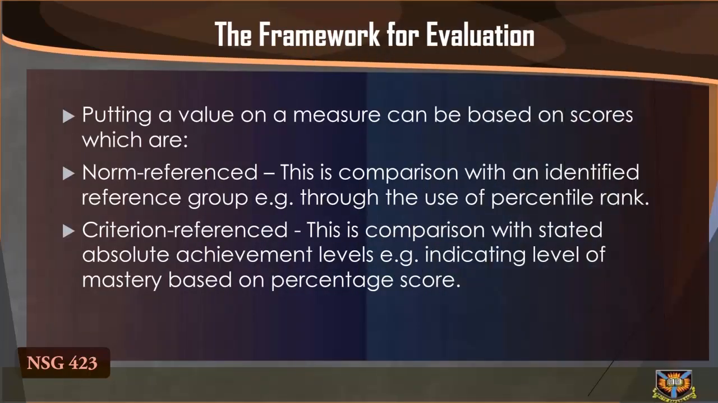The framework for evaluation. Putting a value on a measure can be based on scores which are norm-referenced. This is comparison with an identified reference group, e.g. through the use of percentile rank. Or criterion-referenced: this is comparison with stated absolute achievement levels, e.g. indicating level of mastery based on percentage score.